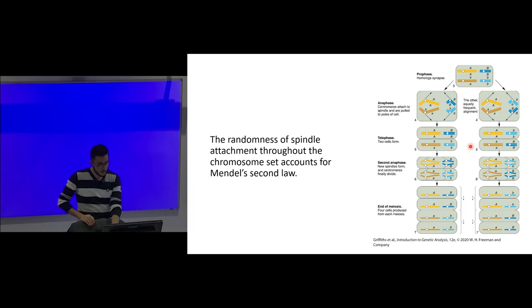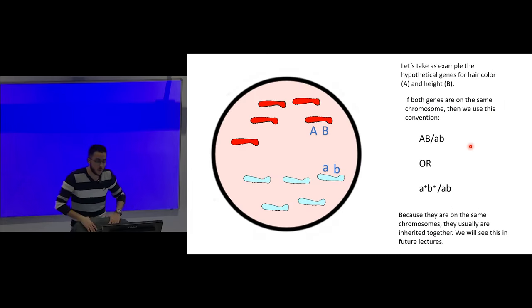Good. There's a different way of inheriting genes. What happens if they are on the same chromosome? Do they go together, or are they still separated?